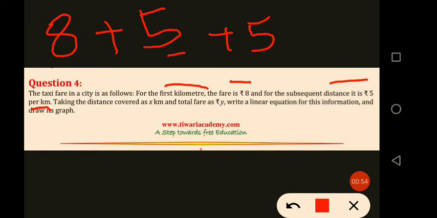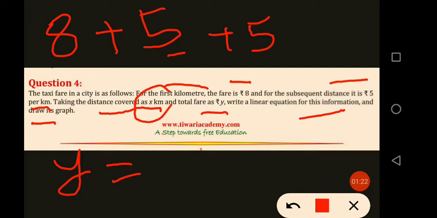Now the question says taking the distance covered as x. So the total distance he is covering is x kilometers and the total fare as rupees y. Write a linear equation for this and draw its graph. We have to write the linear equation for this. Since the total fare is given as y, we will write y is equal to how much distance it is covering, x.